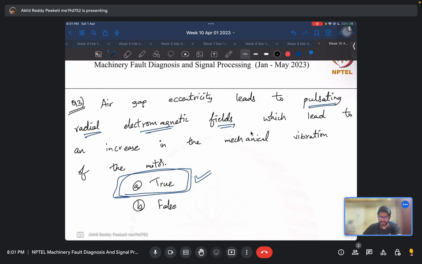Next. Air gap eccentricity leads to pulsating radial electromagnetic fields which lead to an increase in the mechanical vibration of the motor. Yes, if the air gap eccentricity, that is the changing air gap between the rotor and stator, leads to variations in the electromagnetic fields, they won't be uniform. So this in turn leads to higher vibrations of the motor. So it is true.